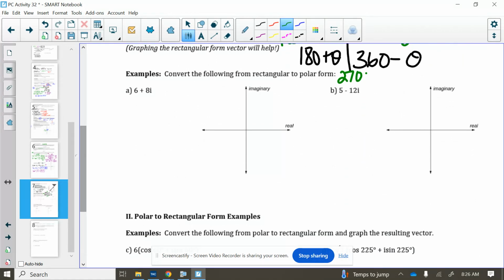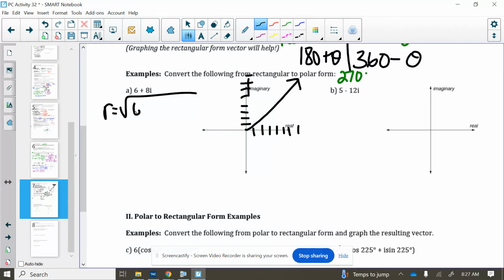For this first example, we have 6 plus 8i. So our vector would be going to the right 1, 2, 3, 4, 5, 6, and then up 2, 3, 4, 5, 6, 7, 8, and we'd be pointing there in quadrant 1. So when we're looking for that r value, we'd be taking the square root of 6 squared plus 8 squared, which ends up being the square root of 100 or 10.